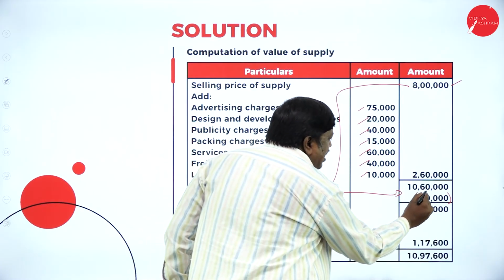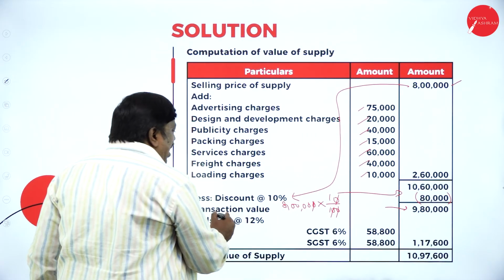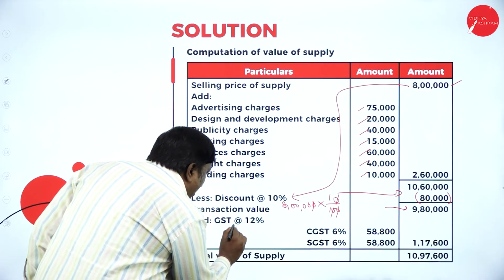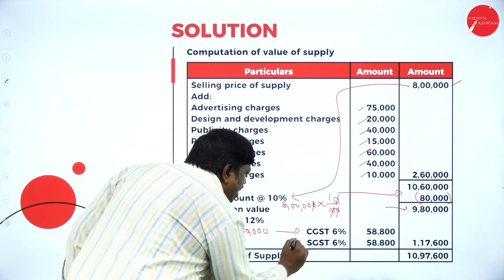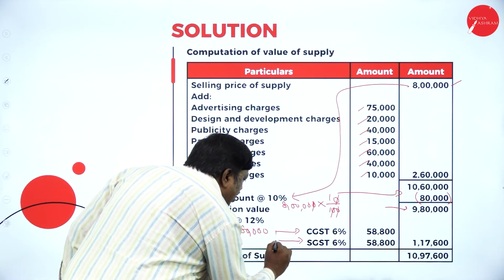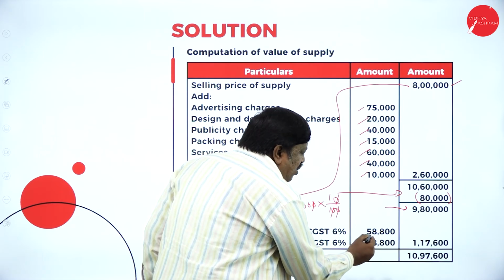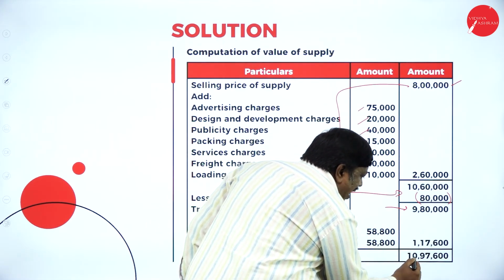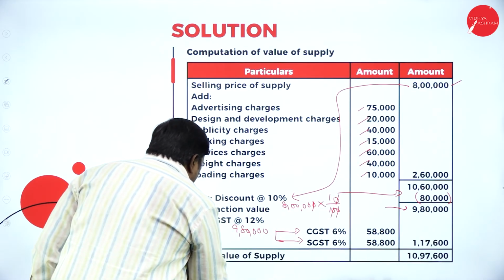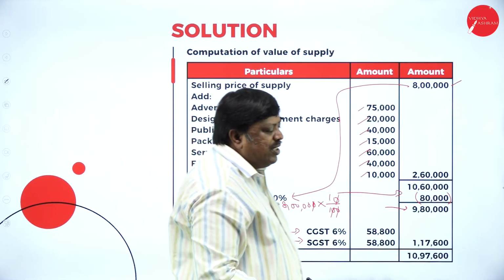10 lakh 60,000 minus 80. So 9 lakh 80,000 is my transaction value. On 9 lakh 80,000, the CGST 6% and SGST 6% is 58,858 each, so 1,17,600. Add both. 10,97,600 will be our transaction value, that is value of supply.